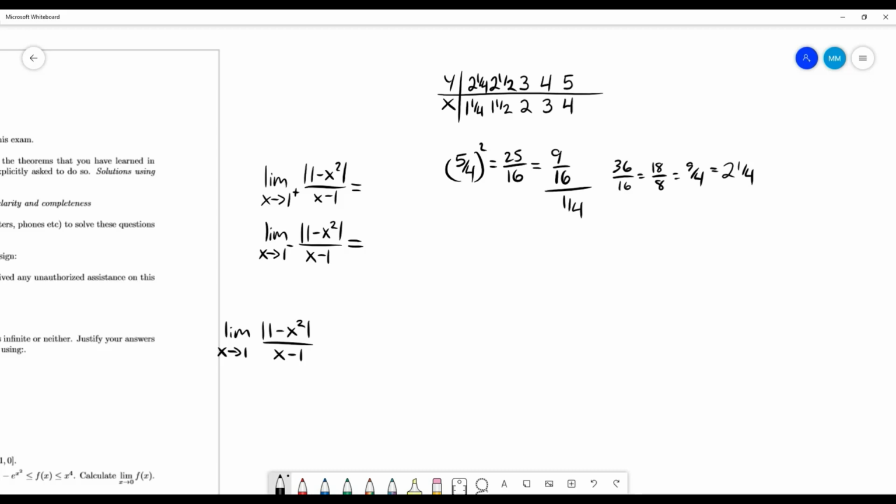And we see as we get closer and closer to an x value of 1, which at 1 is undefined, we're getting closer and closer to positive 2. So our limit as x approaches 1 from the right side is going to be 2. And now we're just going to do that same thing, but approaching from the left.